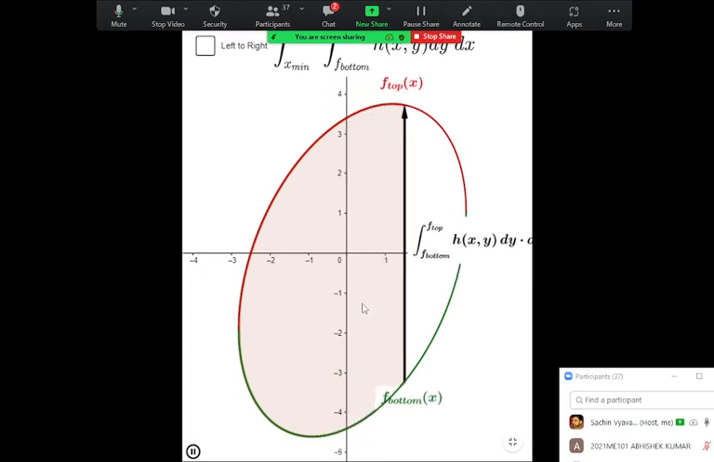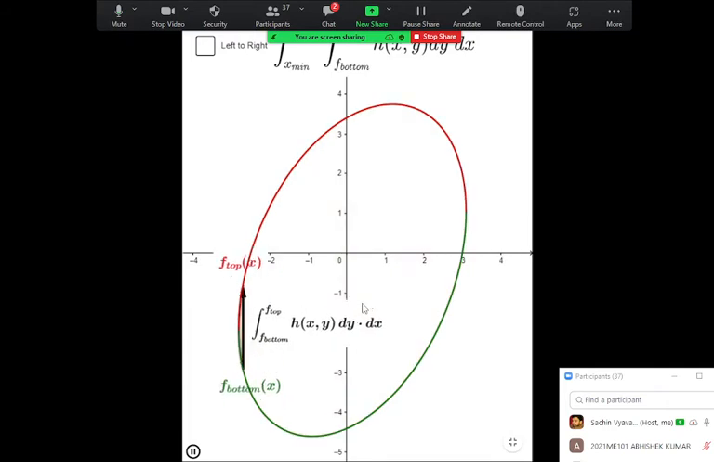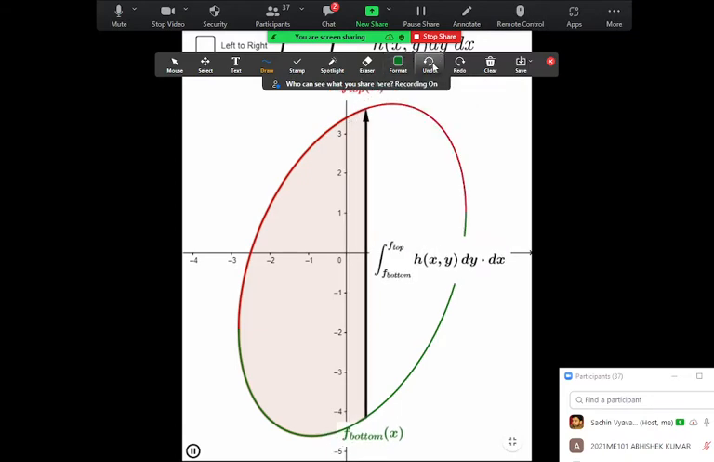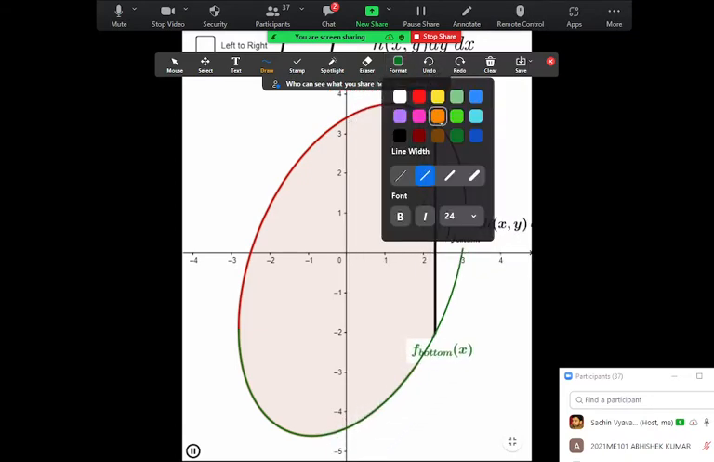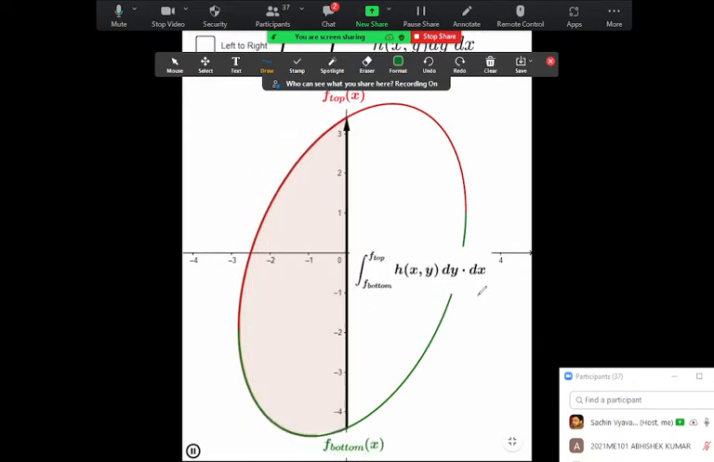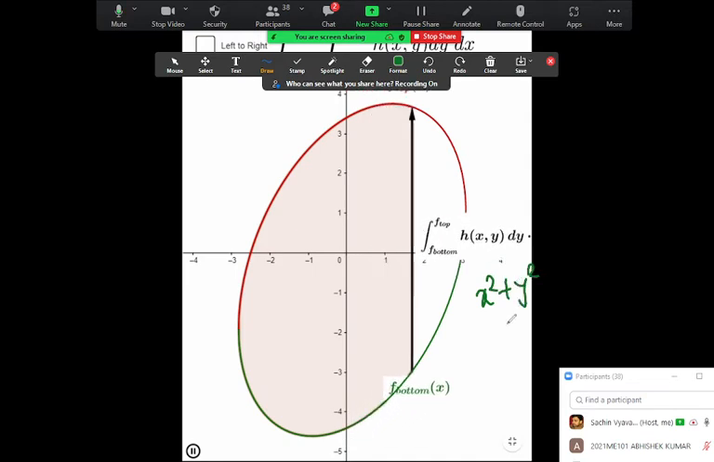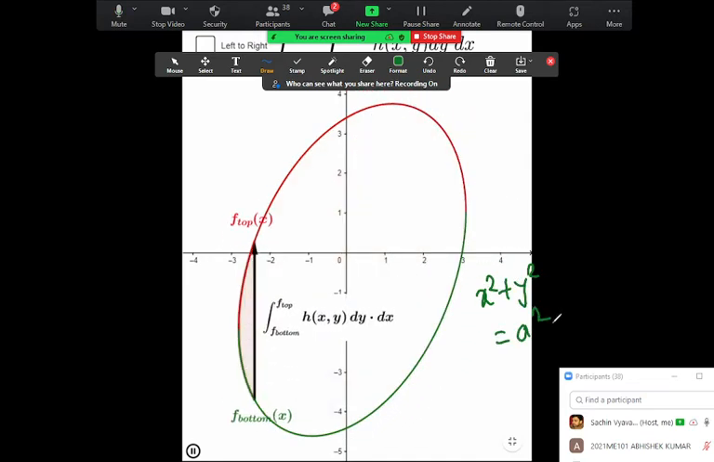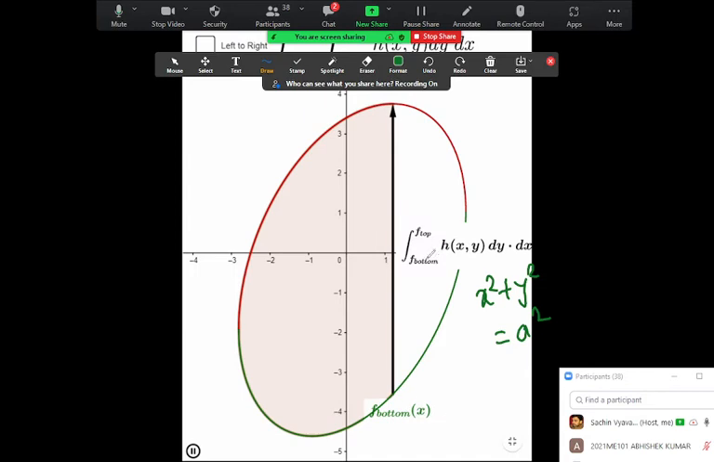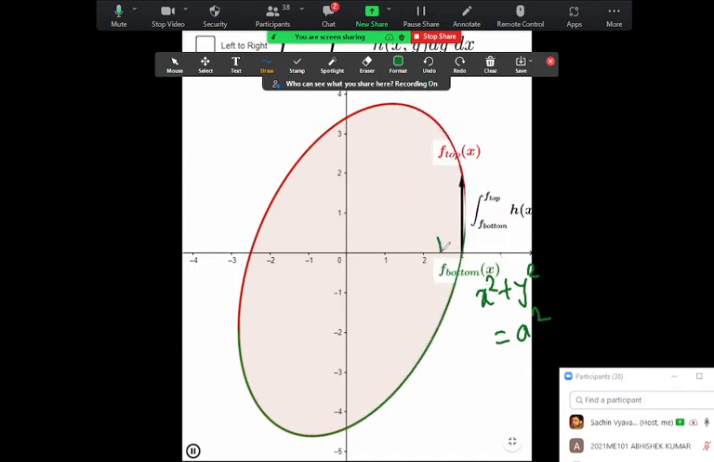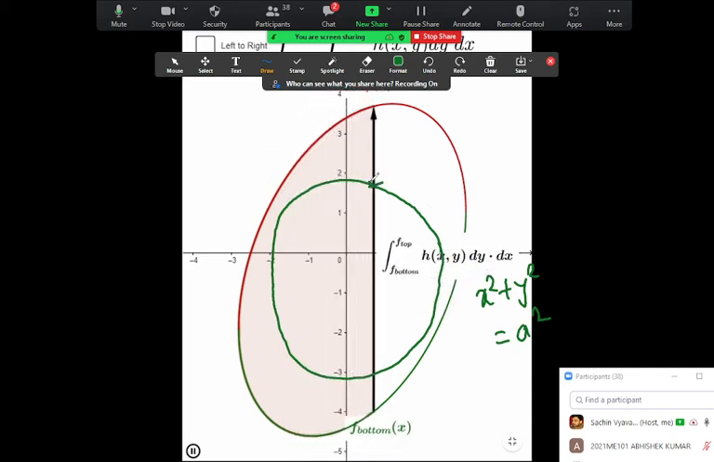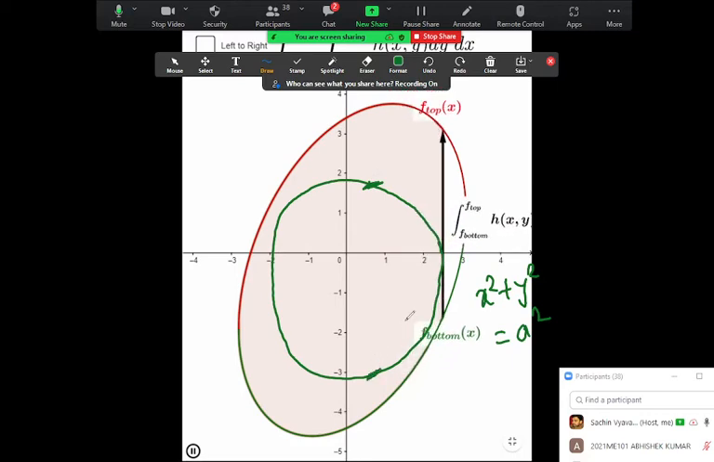Remember, I will write one equation. Suppose we have this equation, x square plus y square is equal to a square. We know that is a circle. But can you tell me what is the value of y above the x-axis and the value of y below the x-axis? Suppose this is the circle that we have. What is the value of y at this place and at this place, if you take this vertical strip?